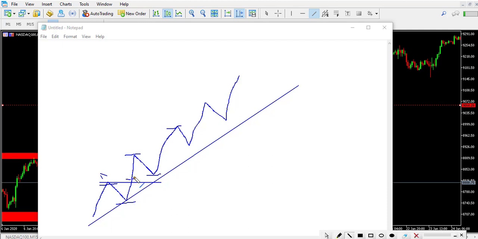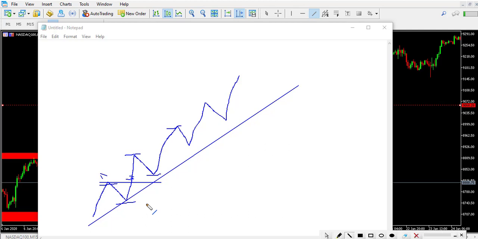And remember the breaks with the Nasdaq are better than the breaks with the currencies, because with the currencies there's a lot of manipulation. With Nasdaq, not so many people trade Nasdaq, so they don't have a lot of orders to manipulate.